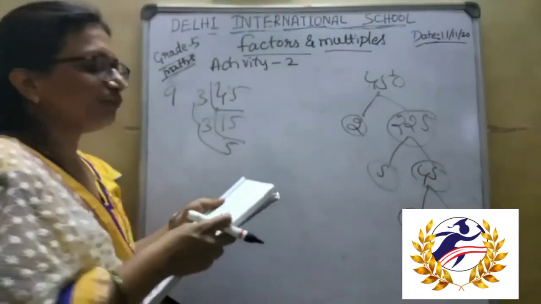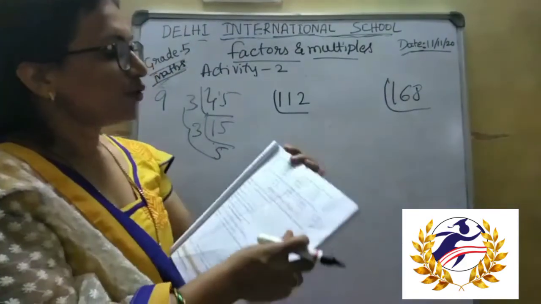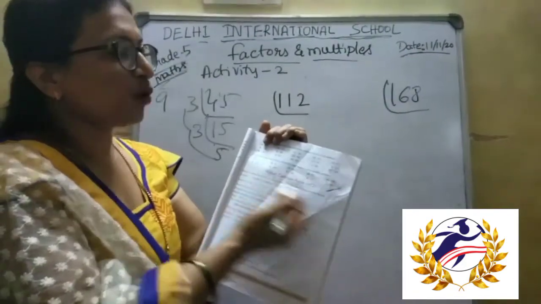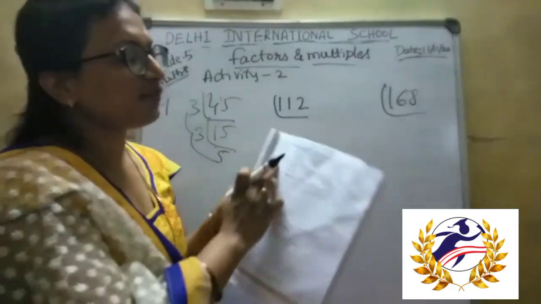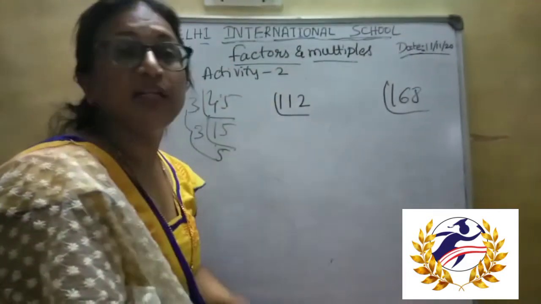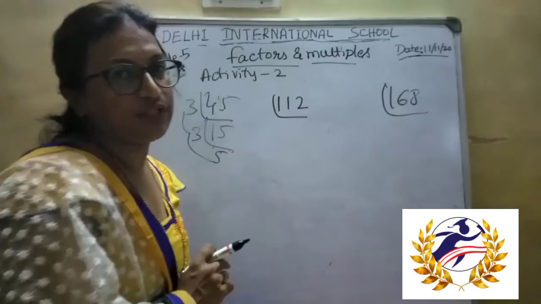In the same way, we have many more problems. I will take other 2 problems within this. So how to do in a long division method? How to find out the prime factorization by long division method?